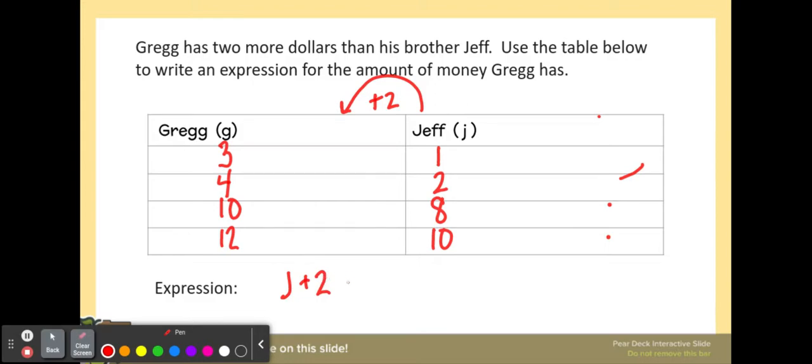If I said that Jeff has 15, then I could plug it into my equation. I could replace the letter with a number, which we did a couple lessons ago. Instead of J, I could put 15 plus 2, and I could find that Greg has 17. So when we can write that expression, then once we're given the information, we can plug it in and solve it. My expression would be J plus 2.